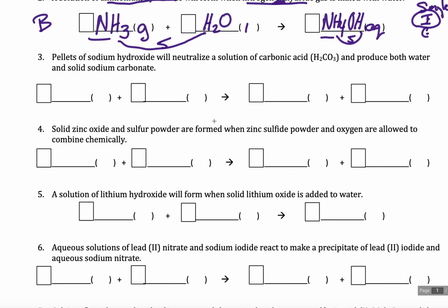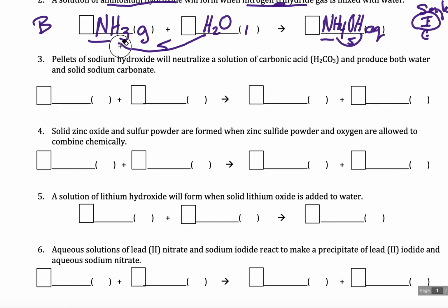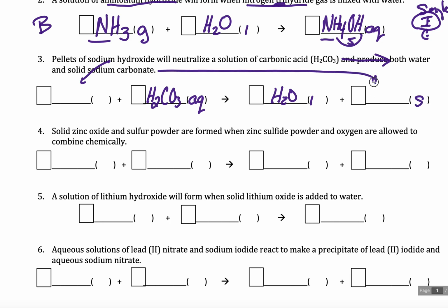Number 3. We got pellets of sodium hydroxide will neutralize a solution of carbonic acid and produce both water and solid sodium carbonate. All right, so what can we do quickly here? Well, pellets of sodium hydroxide, we know are going to go there. We'll deal with that in a second. A solution of carbonic acid, we gave you the formula for acid, H2CO3. And anytime it's an acid, it's always dissolved in water, so it's aqueous. It's going to produce both water, so we know that one, that's a liquid, and solid sodium carbonate. So sodium carbonate is going to go here.